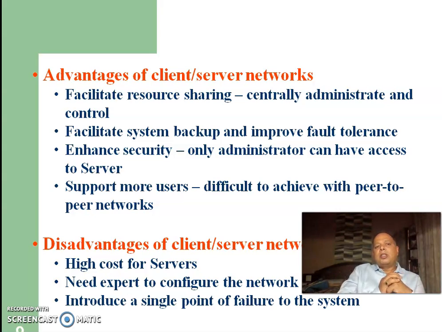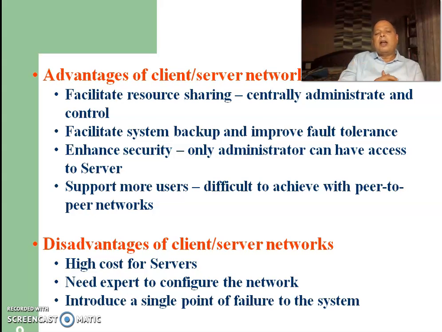The advantages are, of course, they facilitate resource sharing. That is the basic purpose. They facilitate system backup and improve fault tolerance. So uptime is very good. Security policy is very good. Enhanced security in this kind of network. They support more users. In peer-to-peer there is a limitation on the number of users, but in client-server you can have more servers if there are more clients, and you can form groups so that they can support more users. Drawbacks are the high cost of servers because, as we have seen, they must have very good specifications.